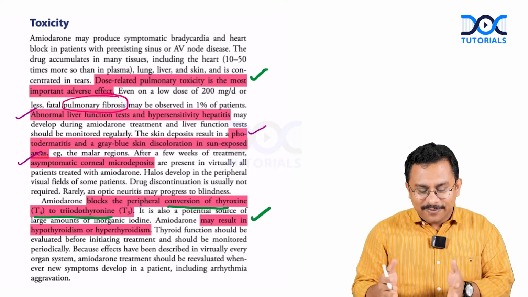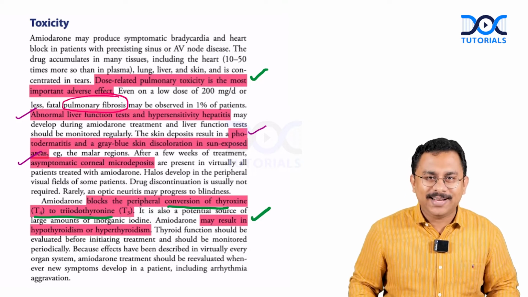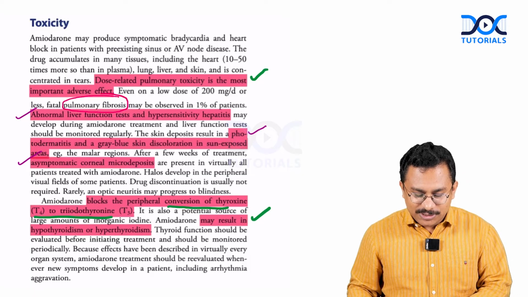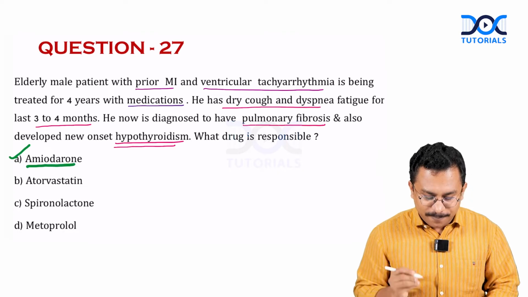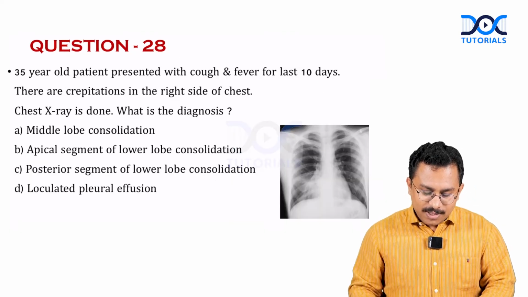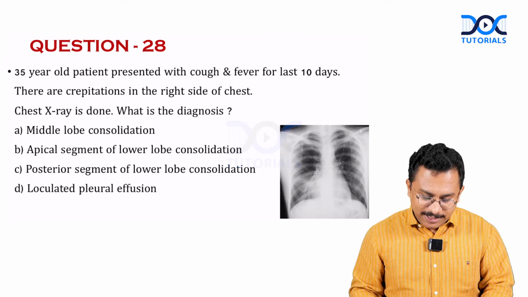So the ones that I have highlighted in green are the ones they have picked up for this question: pulmonary fibrosis and hypothyroidism. So the answer to this question is amiodarone. Okay, right. Moving on to question number 28.